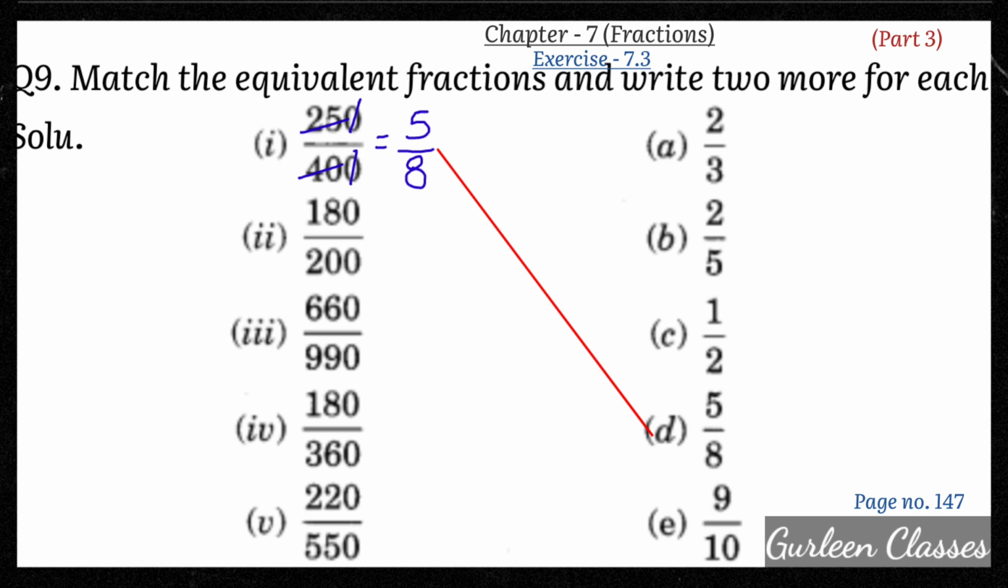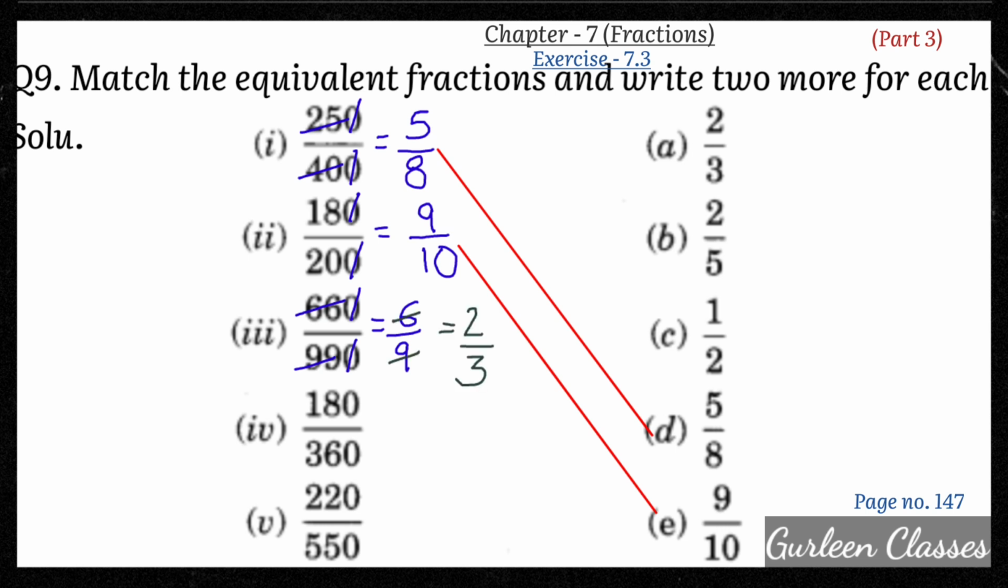Second part, 180 upon 200. 0 0 cancel. 2 9s are 18, 2 10s are 20. So the second part answer is 9 upon 10. So match the second part with E part. Third part, 660 upon 990. So 0 0 cancel. Let us divide by 11. 11 6s are 66, 11 9s are 99. Now divide by 3. 3 2s are 6, 3 3s are 9. So match the third part with A part, that is 2 upon 3.